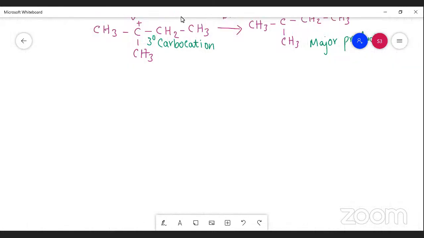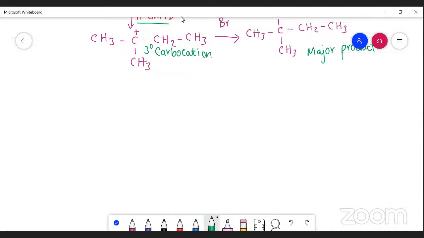Now, the next one is addition of sulfuric acid to alkene. So we are taking addition of sulfuric acid. The next reaction is addition of sulfuric acid.